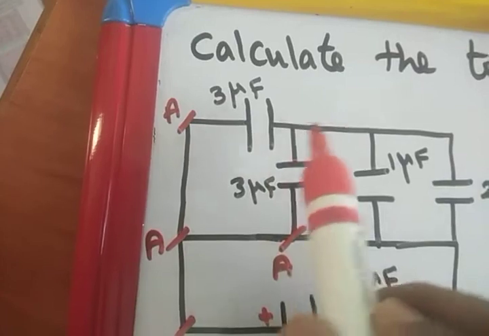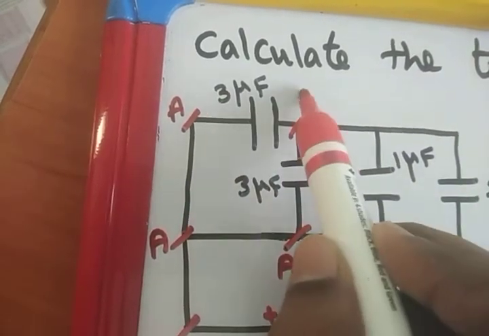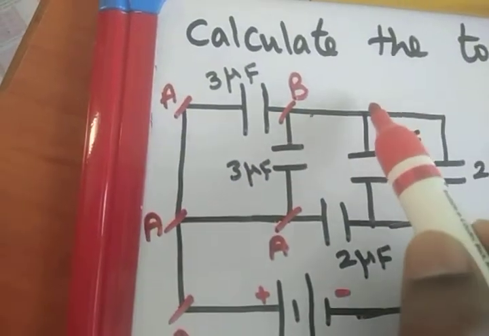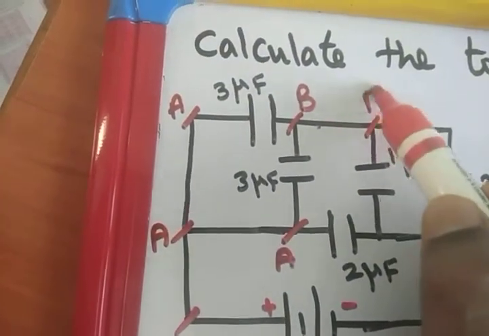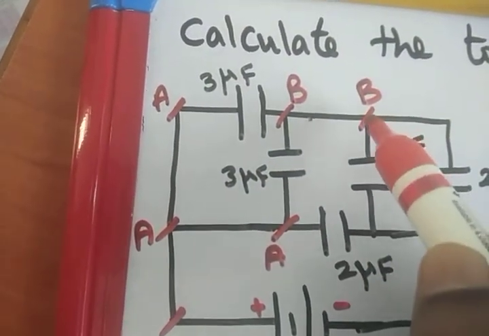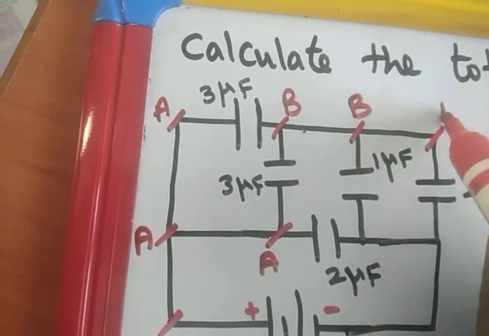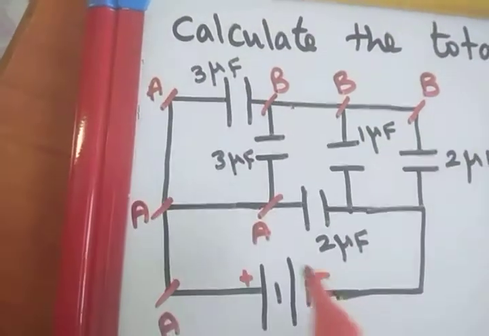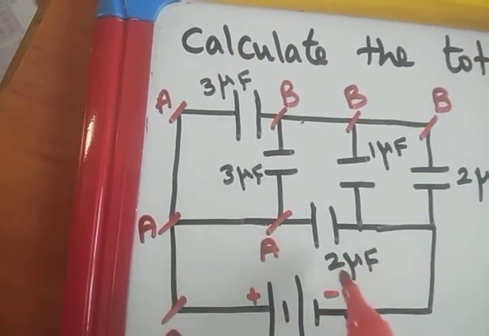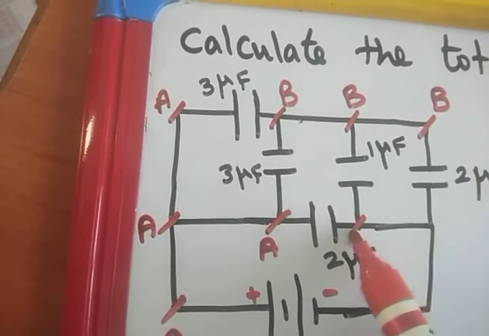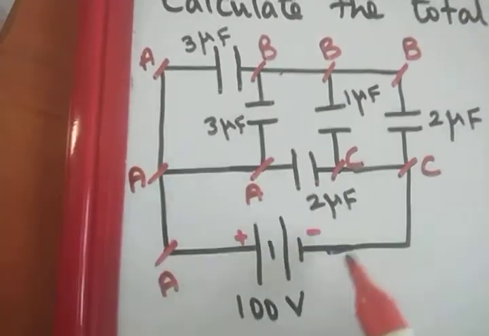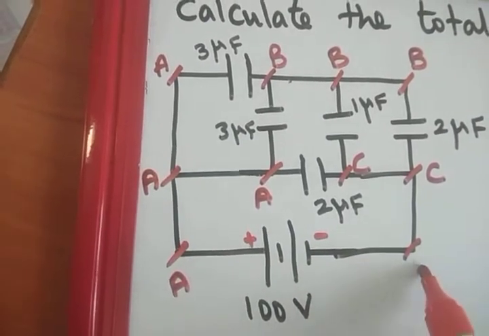But from here to here, we can take another nodal point B. Then this nodal point is similarly B, because there is no capacitor in between them. And this nodal point is also B. If you come to this side, this is point A. Then after the capacitance of 2 microfarad, we have the next nodal point C. So this is also point C, and this one across is also C.